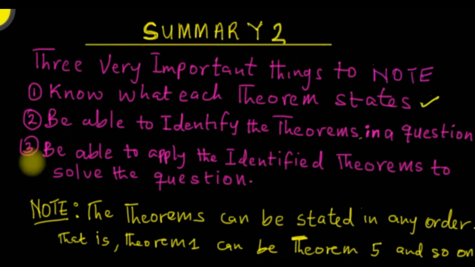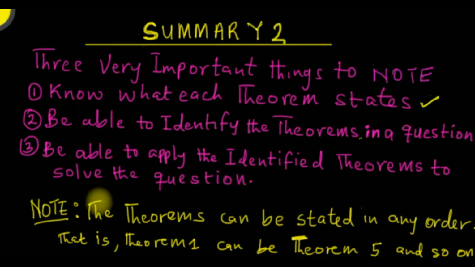So the first point is that you have to know the theorem. What does each of the theorems state? You have to know that. And then after you have known what each theorem states, the second thing is that if you meet the theorem, you should be able to identify that this is the theorem, this is what the theorem says. And having identified it, you should be able to apply the theorem. So how do you apply the theorem to solve questions? This is a very key thing to know.